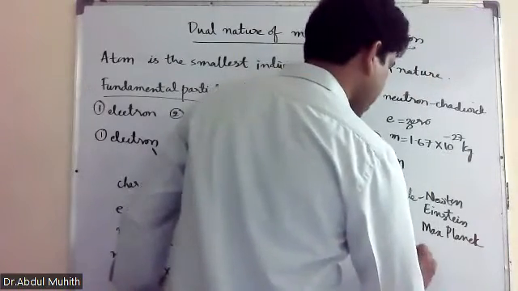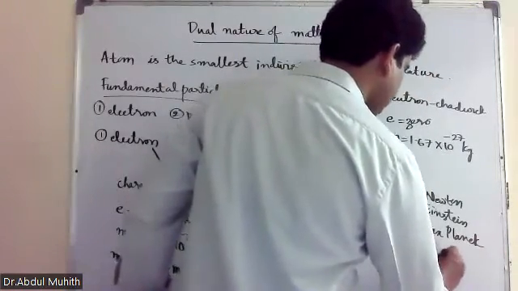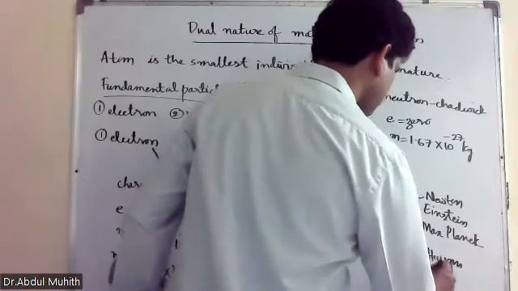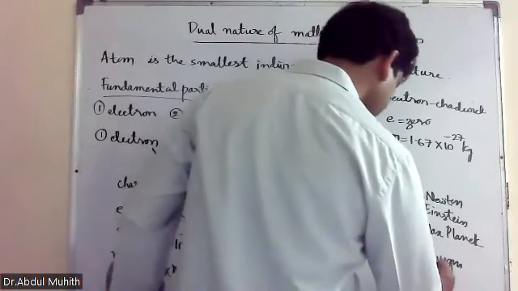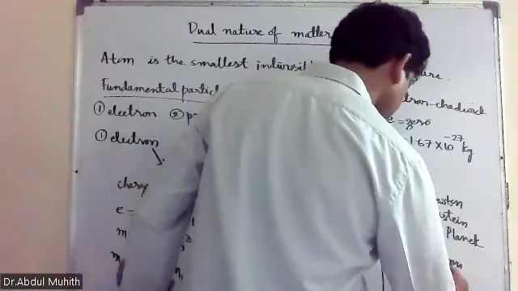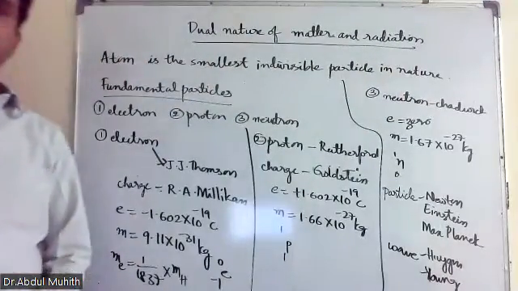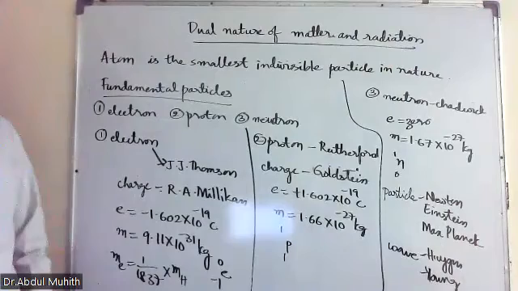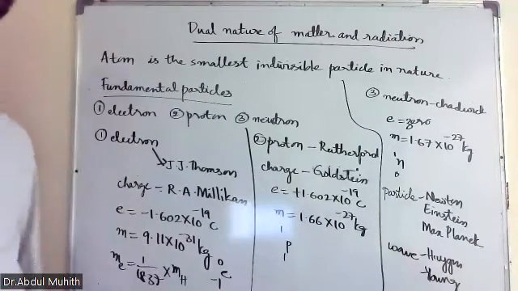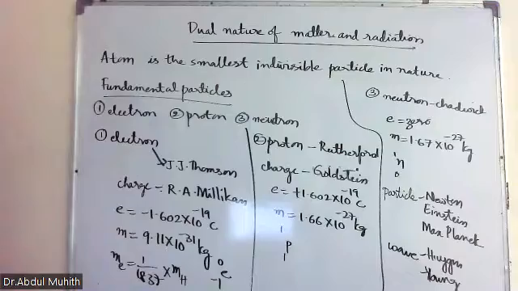Then the wave nature: who supported it? Huygens supported that light travels in the form of waves, and Thomas Young also supported that light travels in the form of waves. Then who is right? That we'll discuss at the end of the topic, whether it is particle nature or wave nature. Clear? So copy this fast, then we'll go ahead.